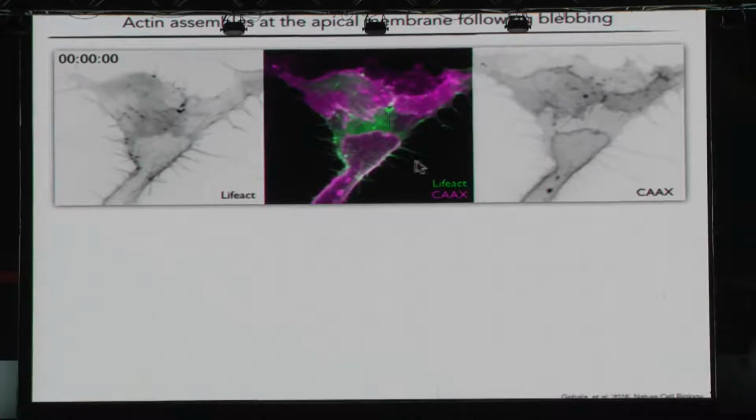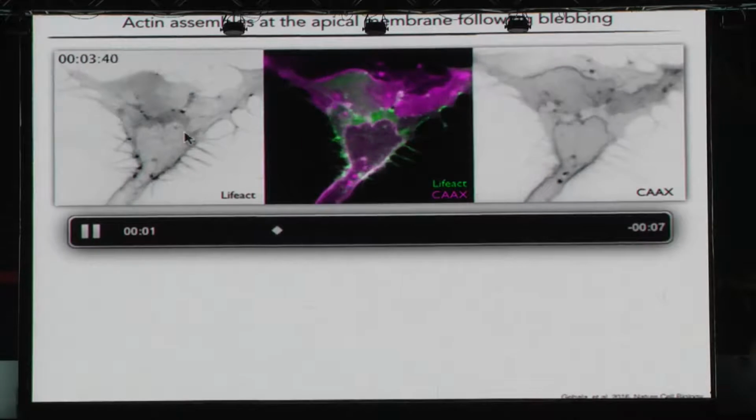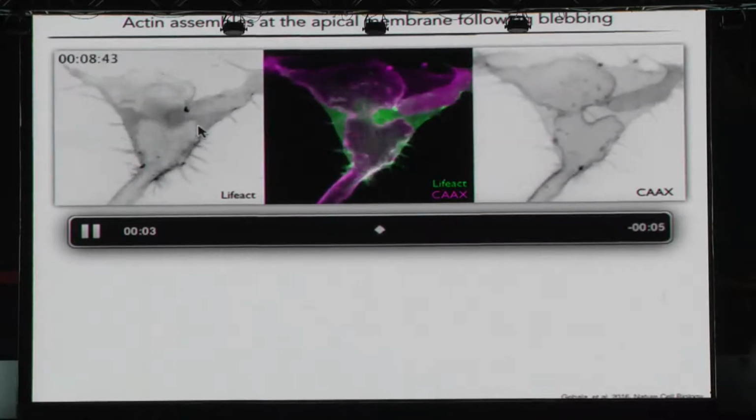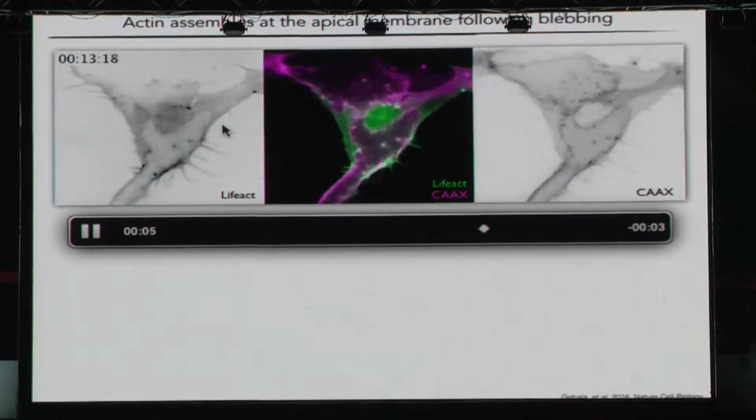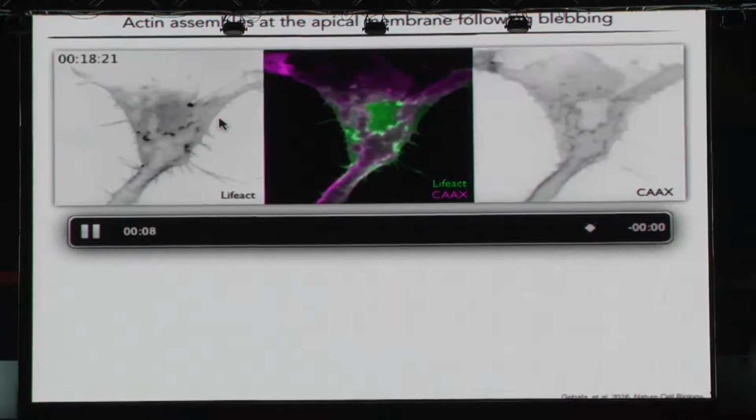We then examined actin dynamics more carefully in the apical membrane, which is highlighted in magenta here, and green depicts actin, LifeAct. If you follow this region of the apical membrane here, you'll see that it undergoes expansion. And this region is generally devoid of actin. But of course, you also see that there are discrete regions in the apical membrane where you see actin polymerization.